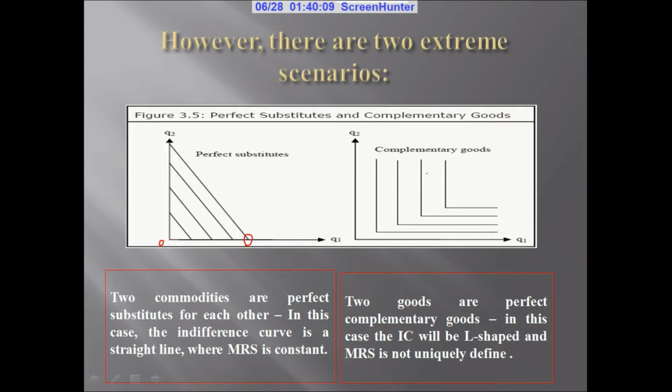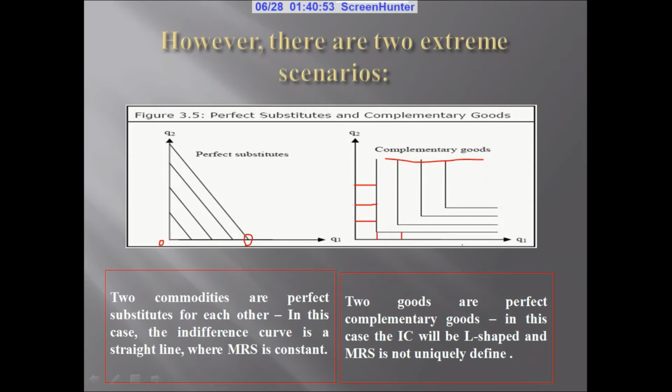The other extreme case is perfect complements, complementary goods. In this type of preferences, the individual considers that the two goods should be consumed together. The consumer regards having more of one good without having more of the other as pointless. It's useless to increase the consumption of one good keeping the consumption of the other good constant. So if the consumer increases the consumption of Q1 only, the individual will remain on the same indifference curve. Similarly, if the individual increases the consumption of Y only, they will remain on the same indifference curve.